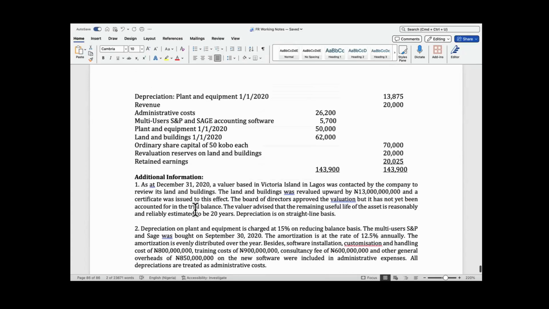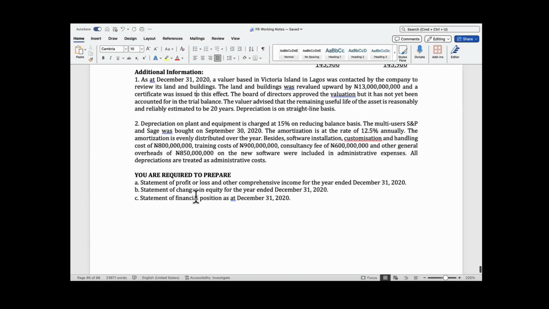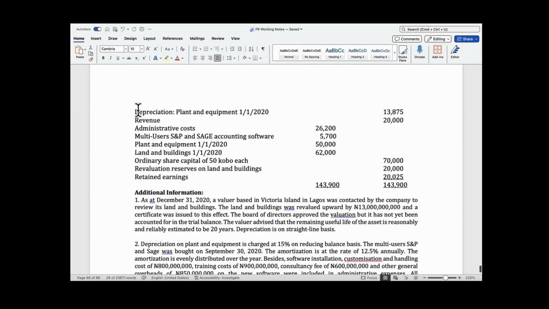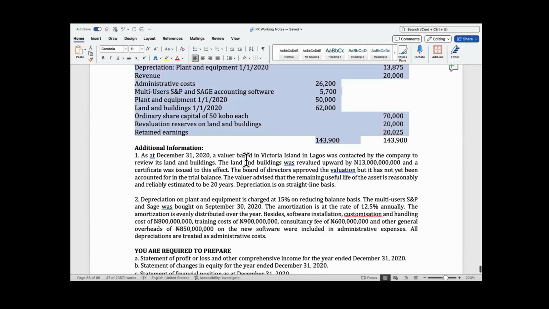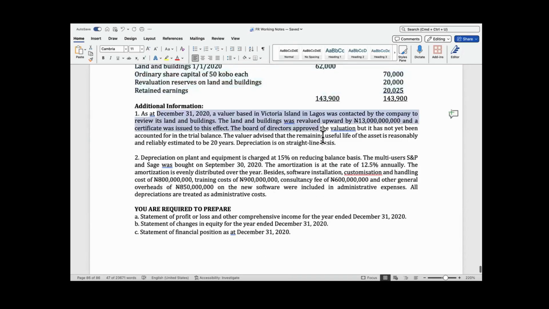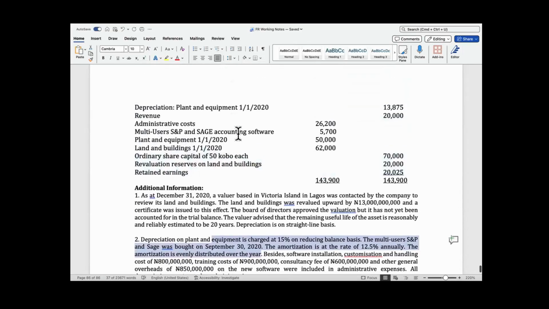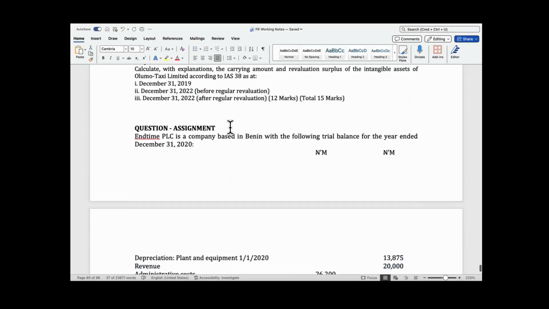Just determine the value of the assets, if that's the only one you know. I just extracted it from a standard question. So the focus is not really the statements, because they didn't really give us so much information here. I really want you to get the carrying amount of the assets for the 2 years. That's the major thing here. So if you can just try that, then we'll look at it when we come back.